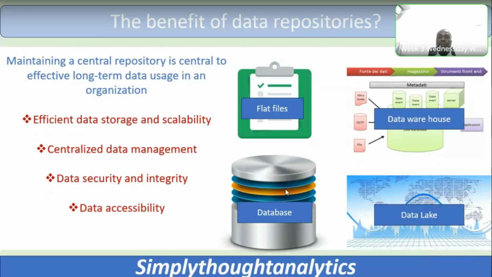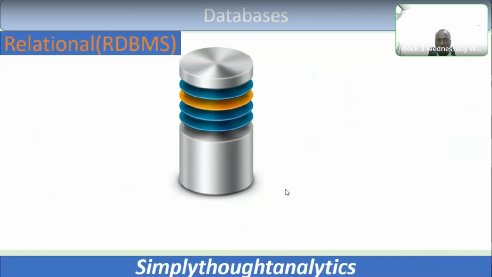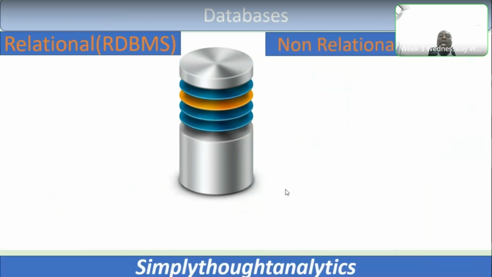But when you have a central repository where the data is well organized, then integrity is surer. And when you have data that is of high integrity and of high value, then it is going to enhance decision making. Now, let's look at databases. Databases are of two types: what we call relational database and what we call non-relational database.